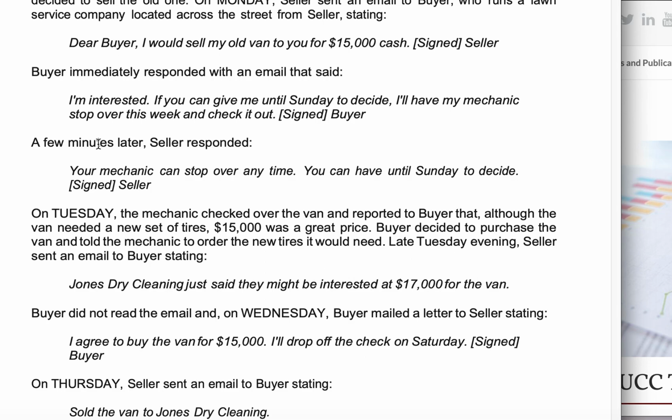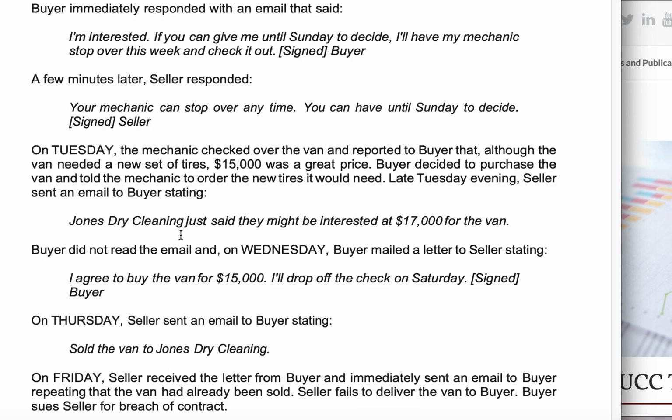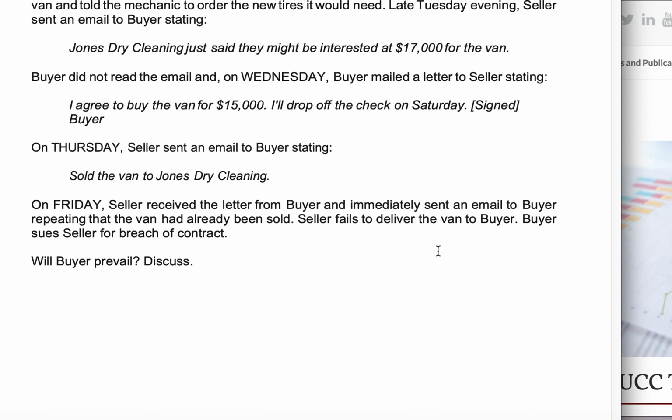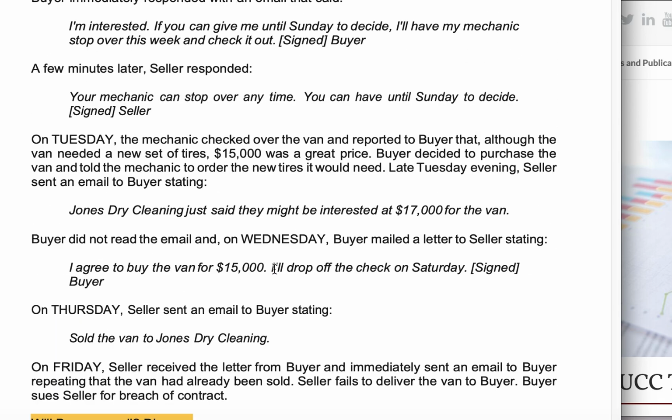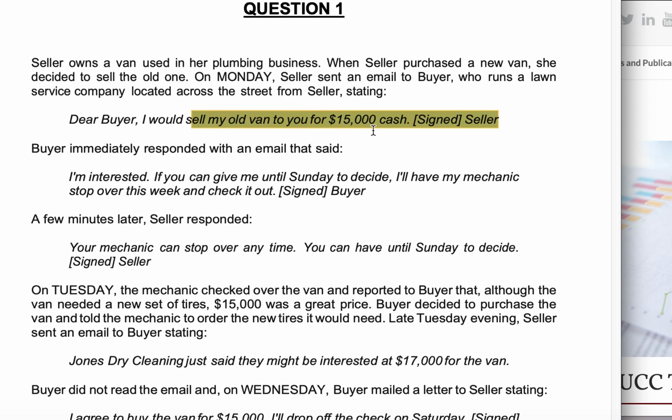So anyway, there's a timeline here. You might need to take some notes. And it has this Drones Dry Cleaning van, and they're business to business. So they ask you a very broad question: will the buyer prevail? Discuss. So basically, there's this car that they're selling, the old van, but the van gets sold.